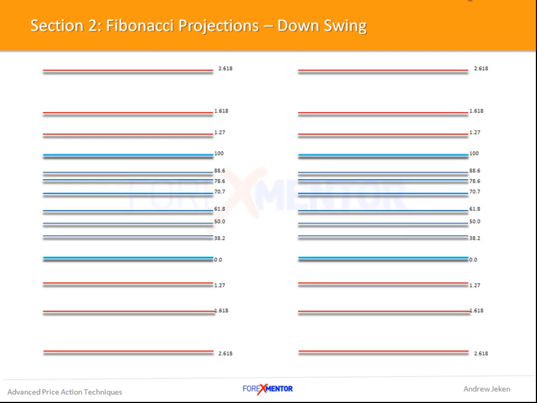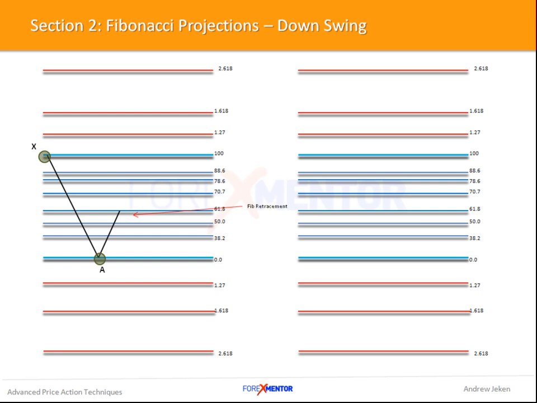Let's have a look now at Fibonacci projections in a downswing. We have a move to the downside labeled X to A. We then draw our Fibonacci tool from the high to the low. And you can see in this case we get a retracement up to the 61.8%.